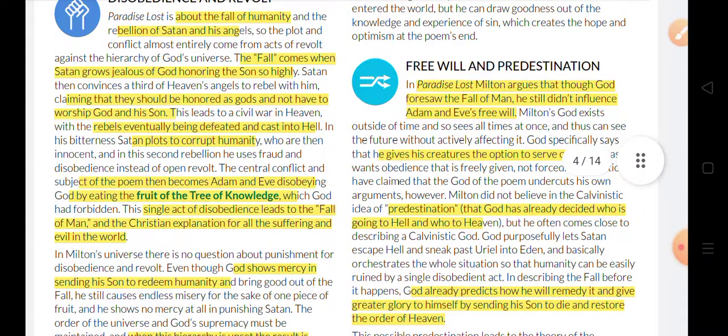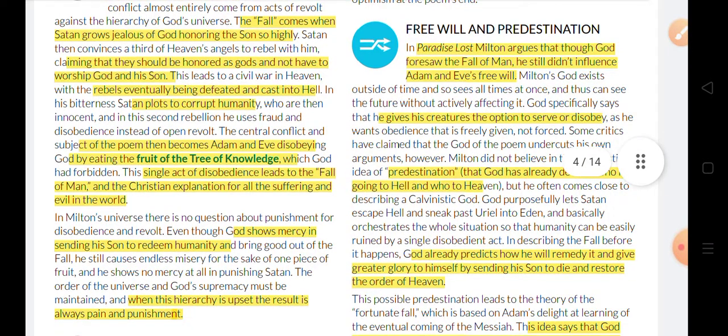And another important theme is free will and predestination. Being Muslim, we totally believe in predestination, that everything is predestined by God Almighty. We believe in the role of fate, that fate has been written by God, and we cannot change it. In Paradise Lost, Milton argues that though God foresees the fall of men, he still didn't influence Adam and Eve's free will. He has given free will to Adam, Eve, as well as to Satan.